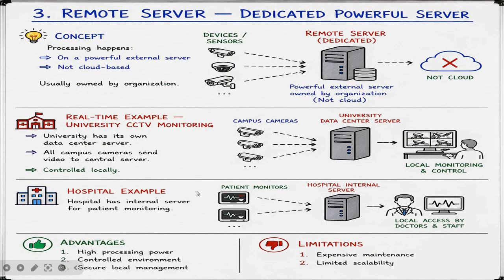Third is the remote server, where the processing happens at a dedicated powerful server. Therefore here the processing happens on a powerful external server, that is, the data is processed on a high performance server with better CPU and storage, and this server handles heavy tasks that the IoT devices cannot manage.